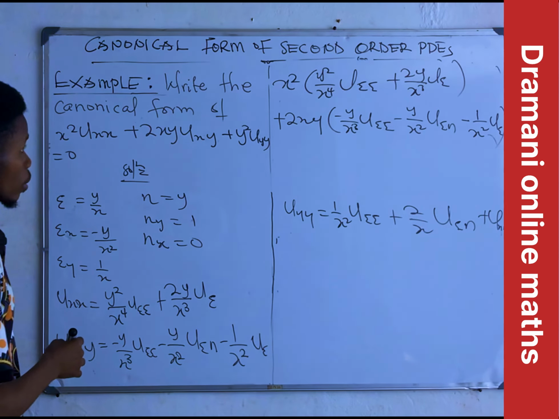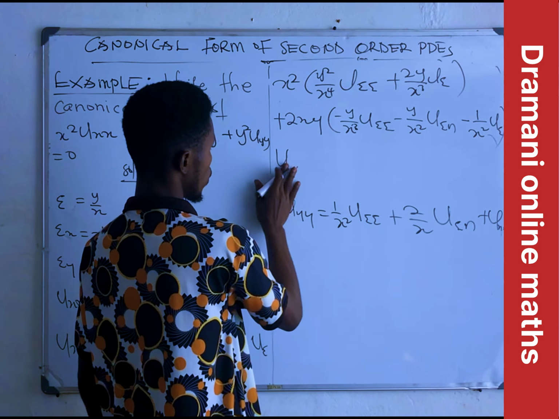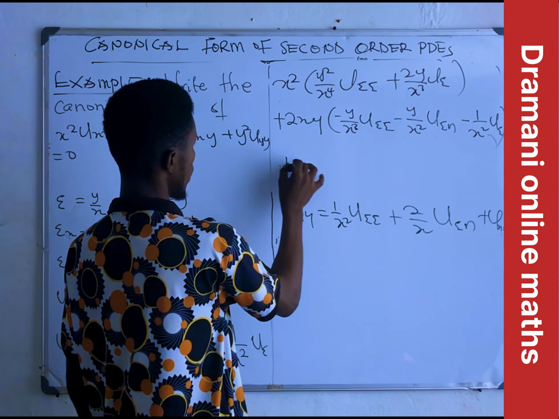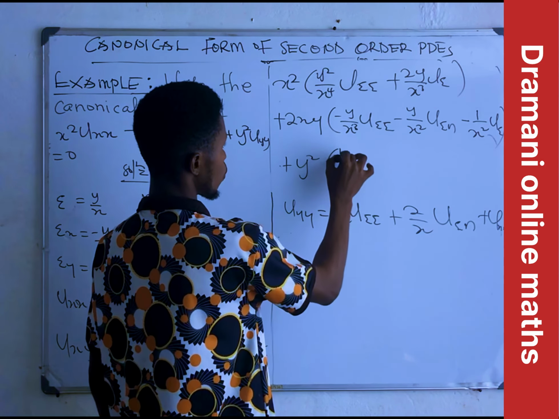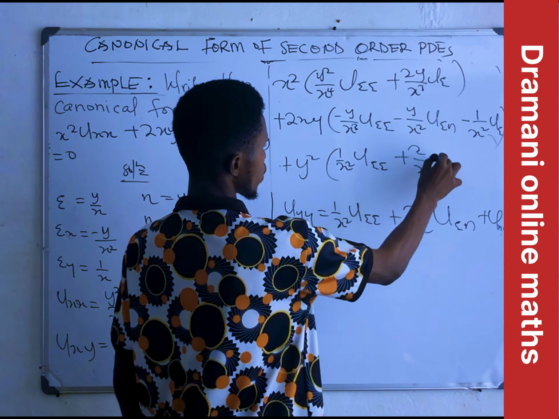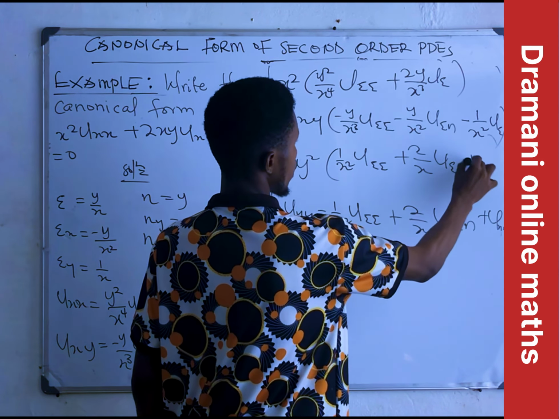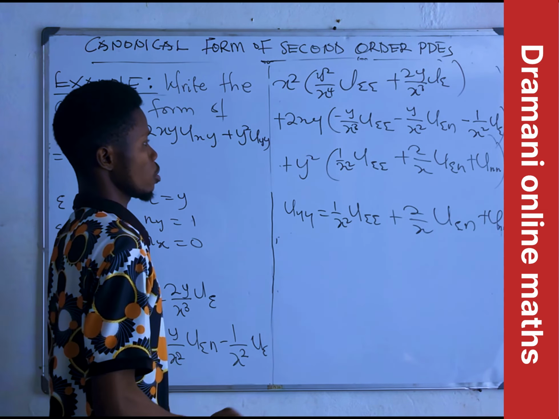Then lastly, you have the u_yy that is plus. The u_yy is having y squared there, so bracket open 1 over x squared u_ξξ plus 2 over x u_ξη plus u_ηη. Is that okay? Good.